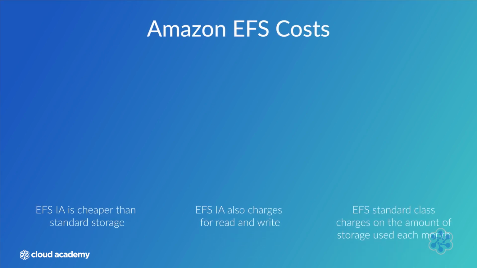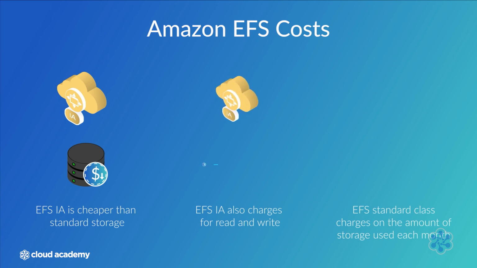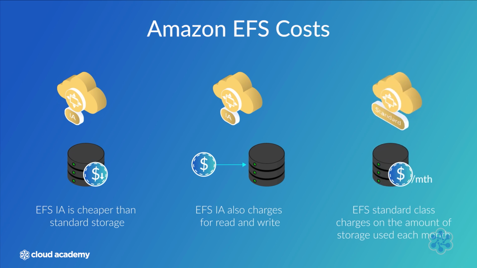When using IA, you are charged for the amount of storage space used, which is cheaper than that compared to standard. However, with EFS IA, you are also charged for each read and write you make to the storage class. This helps to ensure that you only use the storage class for data that is not accessed very frequently. For example, data that might be required for auditing purposes or historical analysis. With the standard storage class, you are only charged on the amount of storage space used per month.